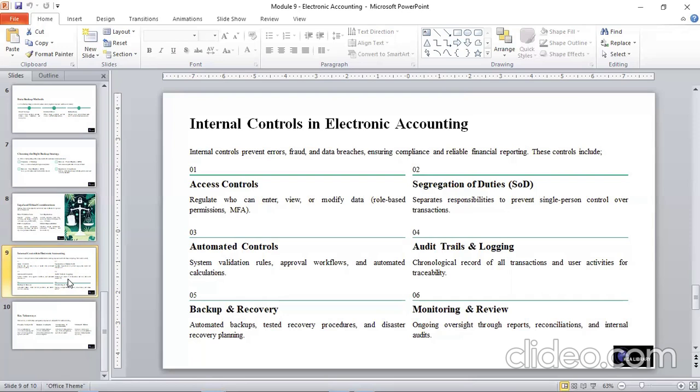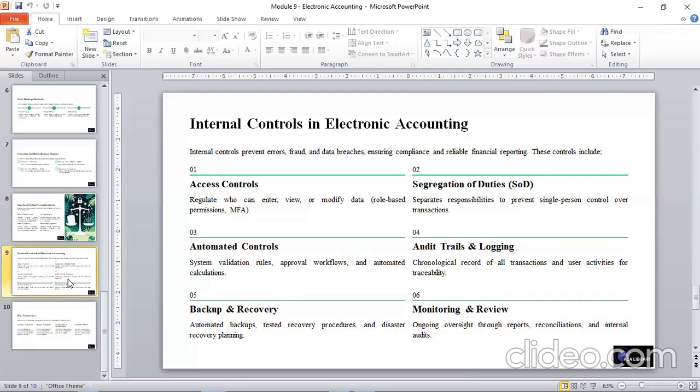Another is the segregation of duty, which is another internal control that can be put in place, and this separates responsibility to prevent a single person having control over transactions. There is also automated control, which is system validation rules, approval workflows, and automated calculations being put in place. There is also the audit trail and logging.